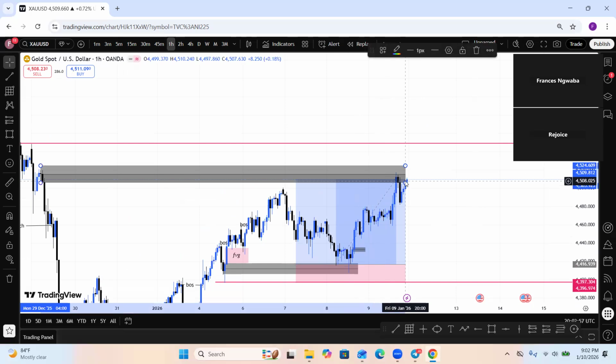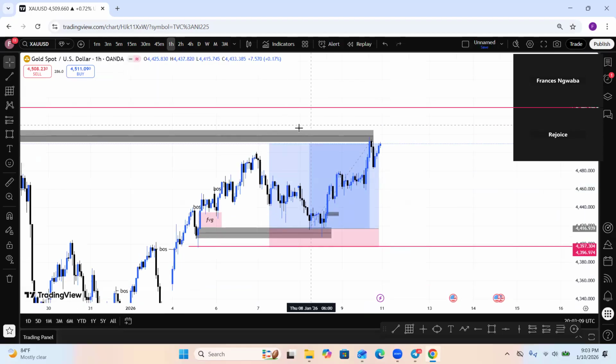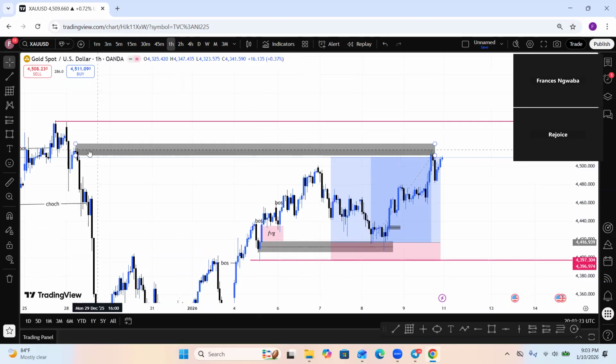Price came and reacted to this level, and it sold just a bit. But because the overall trend of the market is bullish, it kept buying. So it is on Monday that we'll know if this level is actually valid. But remember, what we learned is that when the market is bullish, you look for buy opportunities. When it is bearish, you look for sell opportunities. So because the market is bullish, this order block might not really hold. You get me? Might not really hold.